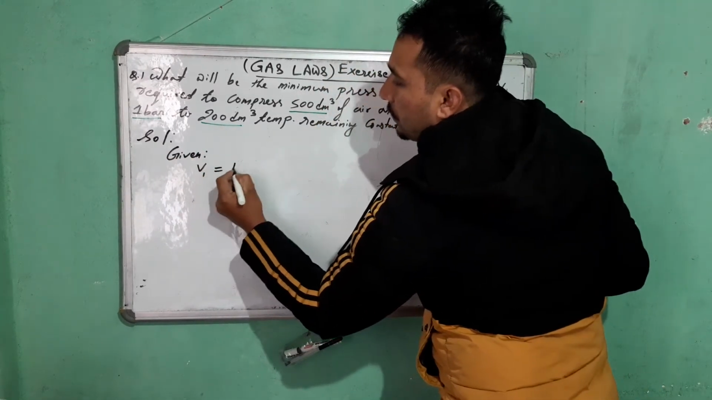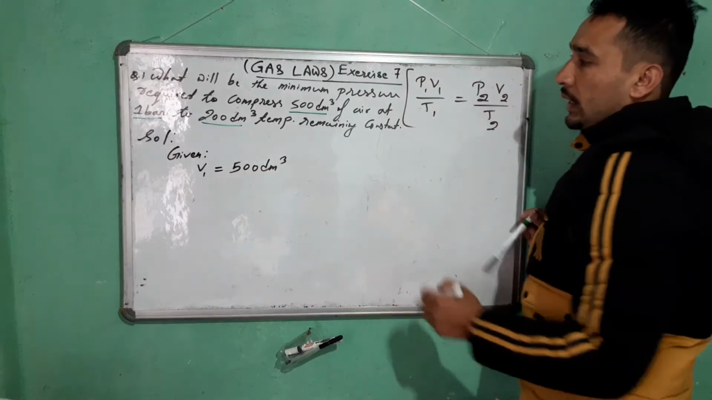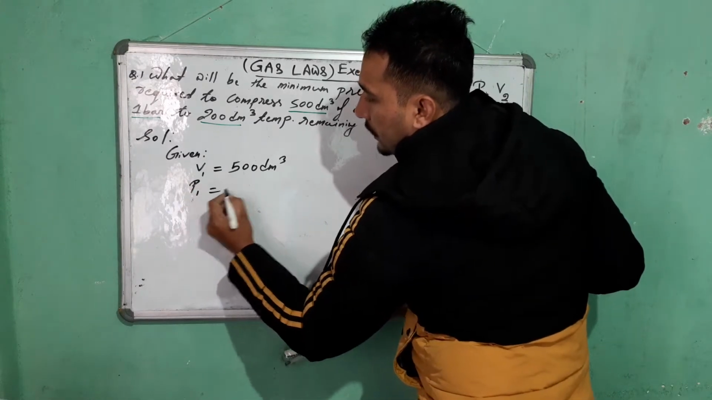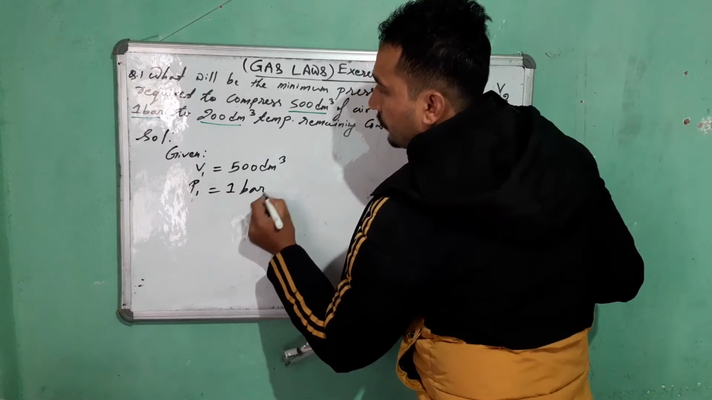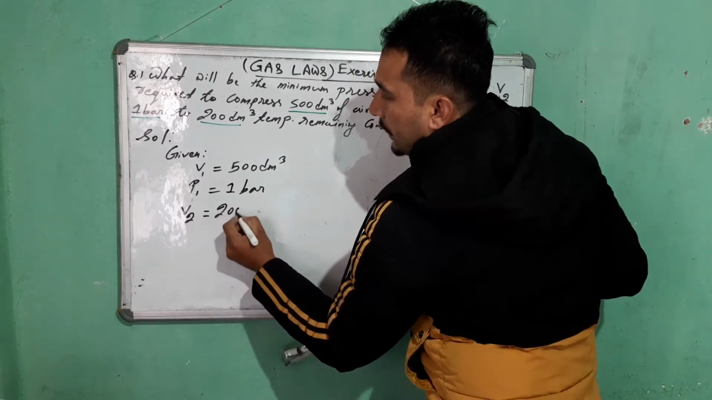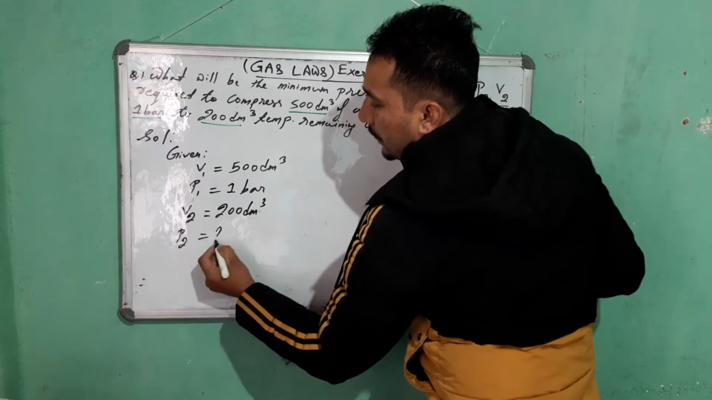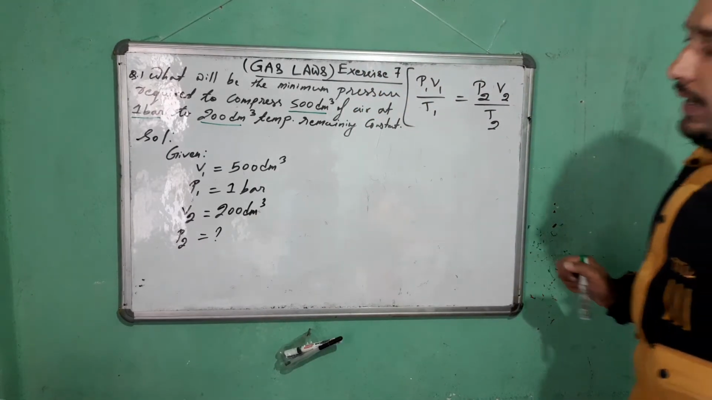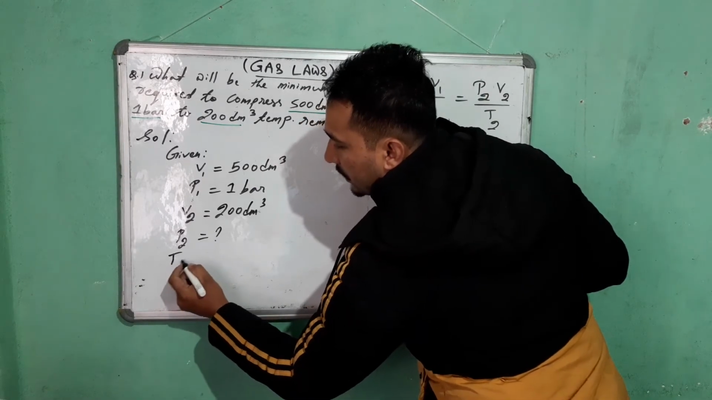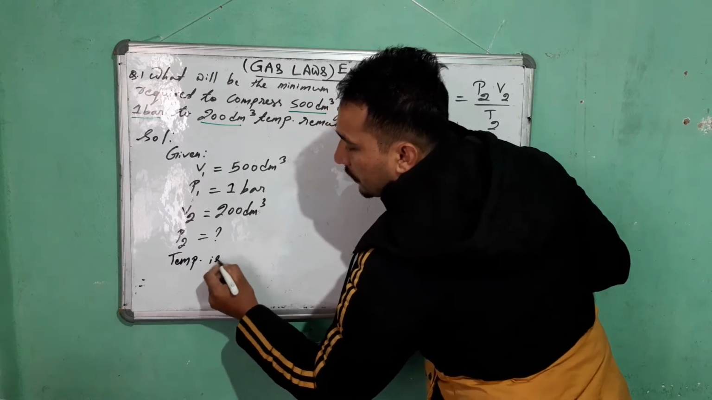V1, the first volume in the first case, is 500 decimeter cube, dm stands for decimeter, and this is cube. Pressure P1 is 1 bar, V2 is 200 decimeter cube. P2, the pressure, we have to calculate, and it is said that temperature remains constant. Temperature is constant.